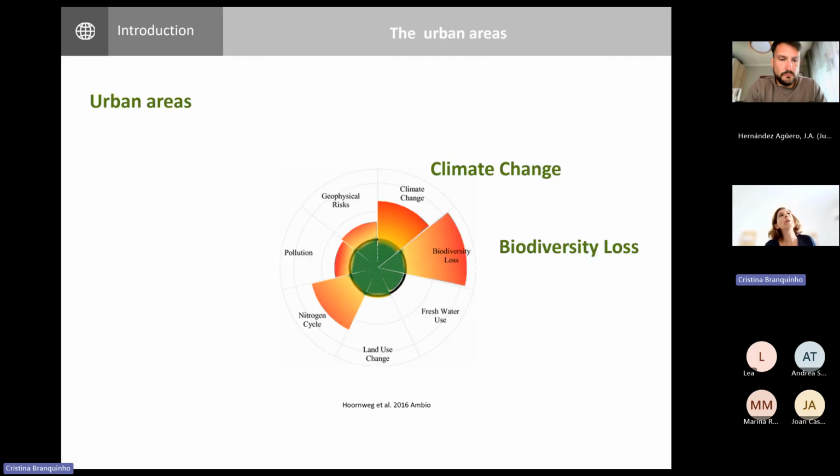So I will now address this talk to case studies that we developed after this introduction, and I will focus on two topics: climate change and biodiversity itself. So how to deal with biodiversity in urban areas, and how can we have an ecological high on biodiversity in urban areas, and then problems related with climate change.